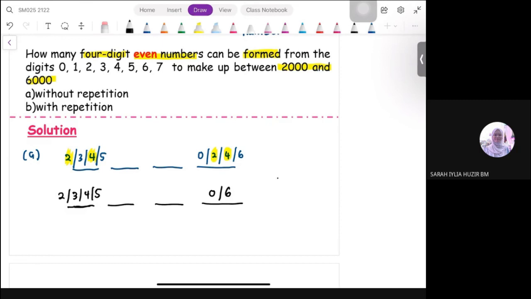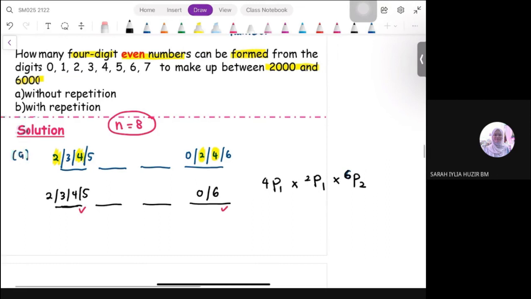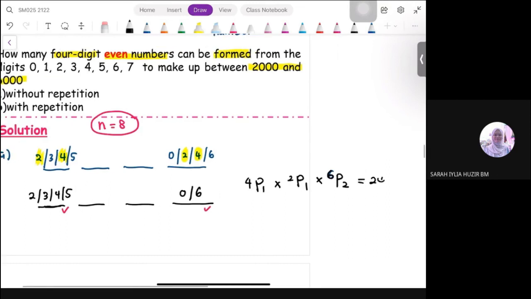For the first space, we have 4P1, 4 option arranged in the first box, times with, remember, go to the last space. So we have 2 different options that can be arranged on that last space. So 2P1 times with, alright. So yang ni hati-hati, ingat, all together just now we have 8 different options. 2 number we already used for the first 2 arrangement. Now we left with another 6 option. Kita ada lagi 6 pilihan, 6 option that we will use for remaining 2 space. So 6P2. 4P1 times 2P1 times 6P2. Our answer here should be 240.